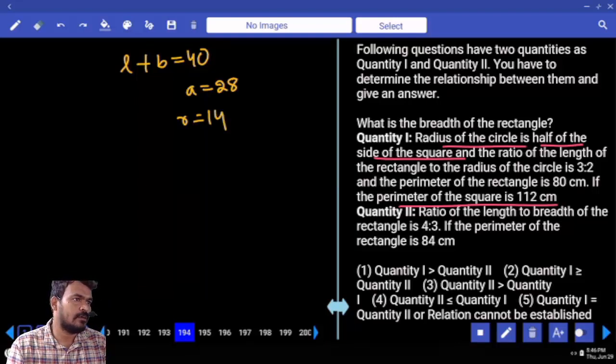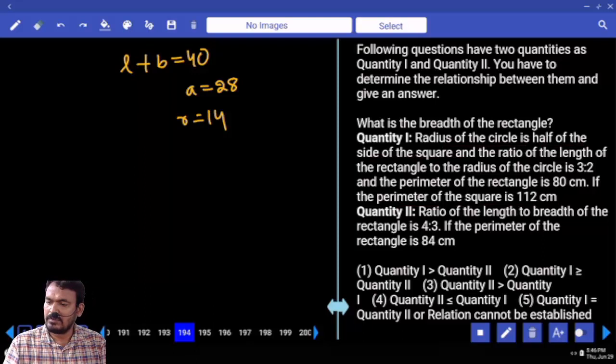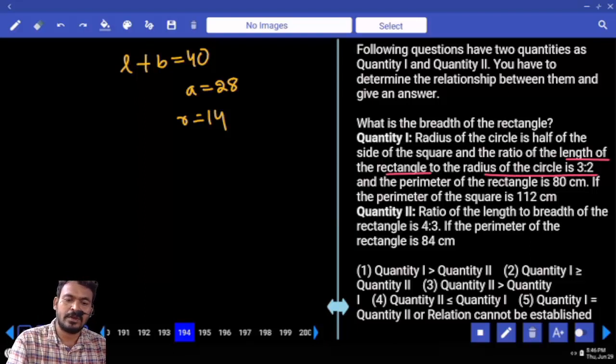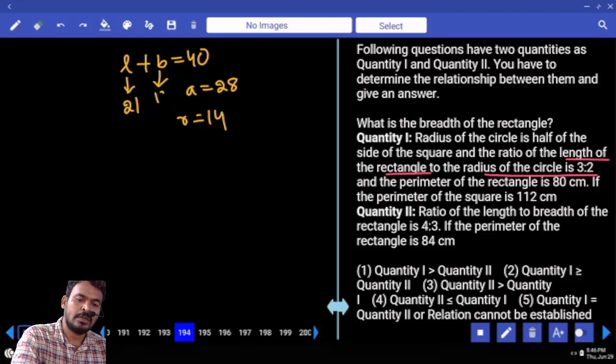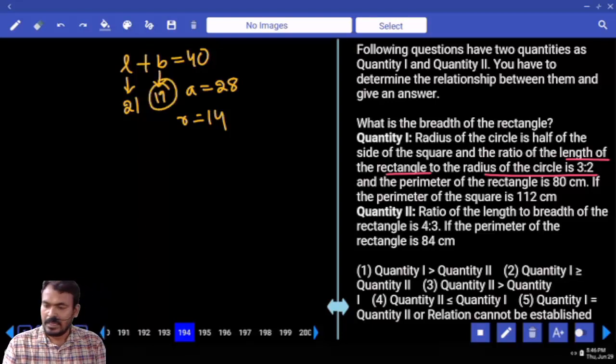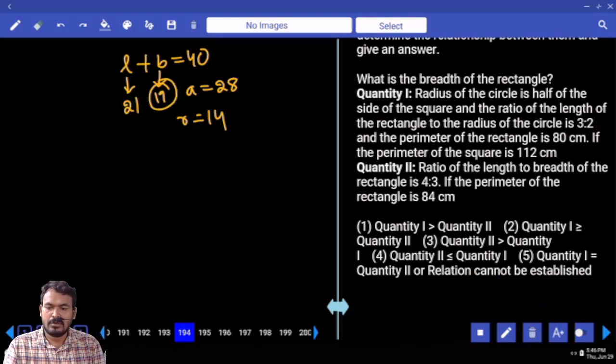Radius of a circle is 14. And what is the next one? Length of the rectangle and radius of a circle are in which ratio? 3:2. Means 2 parts are 14, then 3 parts are 21. Means the length of the rectangle is how much? 21. But L plus B is 40, L value 21, means B is how much? 19. Next. What is the quantity 2?